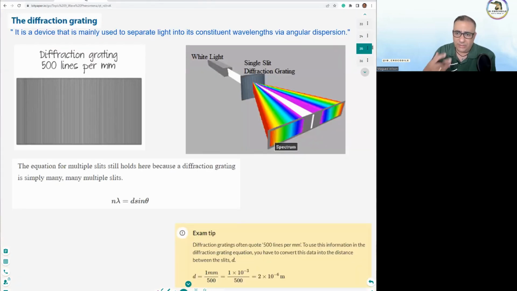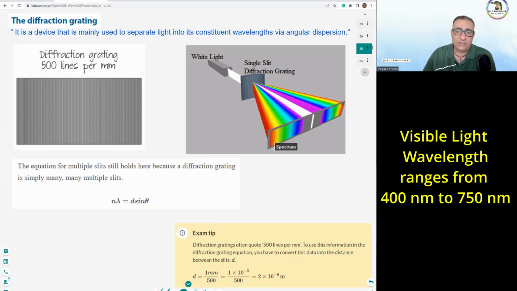Another way is using the formula for the diffraction grating: n lambda equals d sine theta, where n is the order of the spectrum, or the order of diffraction. Lambda is the wavelength of any certain color here. Of course, the wavelength range of visible light is between 400 and 750 nanometers. About 700 to 750 is the wavelength of red light, while 400, the minimum wavelength in the visible light spectrum, is for violet.